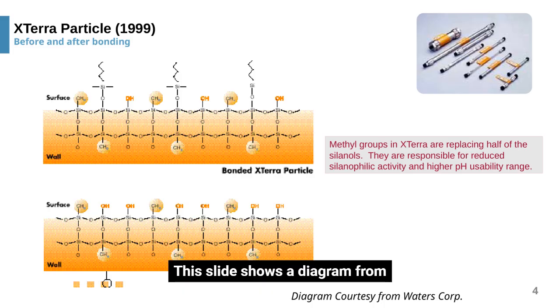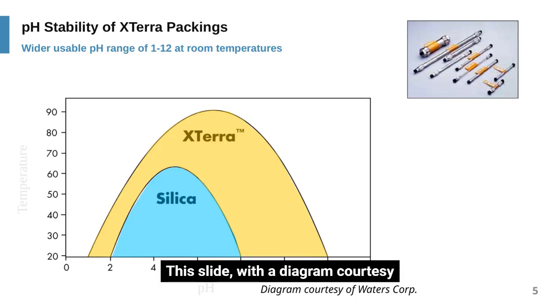This slide shows a diagram from Waters Corporation. It explains that the methyl groups in XTerra replace half of the silanols, reducing silanophilic activity and enabling a higher pH usability range. We see a visual representation of an XTerra particle before and after bonding. The next slide, with a diagram courtesy of Waters Corporation, illustrates the pH stability of XTerra packings. It shows a wider usable pH range of 1 to 12 at room temperature.